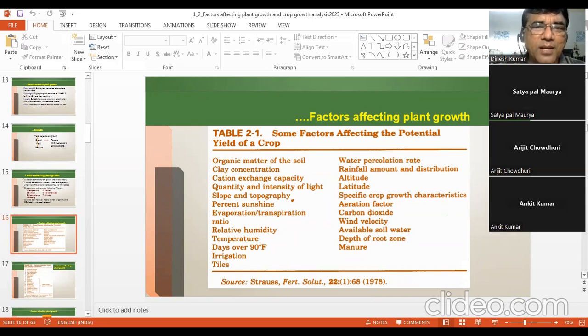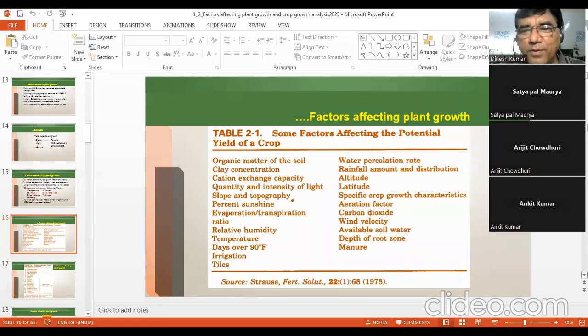Organic matter of the soil, clay concentration, the proportion of the clay, CEC, cation exchange capacity, quantity and intensity of light, slope and topography, percentage sunshine, evaporation, transpiration ratio, RH, relative humidity, temperature, days over 90 degrees Fahrenheit, irrigation, tiles, water percolation rate, rainfall, altitude, latitude. You can see a number of factors are there. But these factors are difficult to remember.